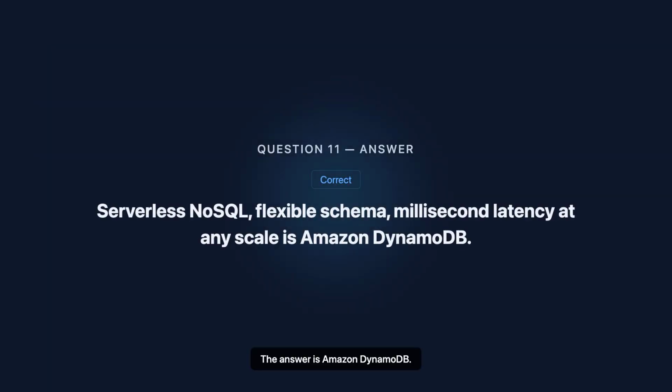The answer is Amazon DynamoDB. Serverless NoSQL, flexible schema, single-digit millisecond latency at any scale, and it absorbs unpredictable spiky traffic with on-demand capacity. Whenever you read fully managed NoSQL at massive scale, your reflex should be DynamoDB.